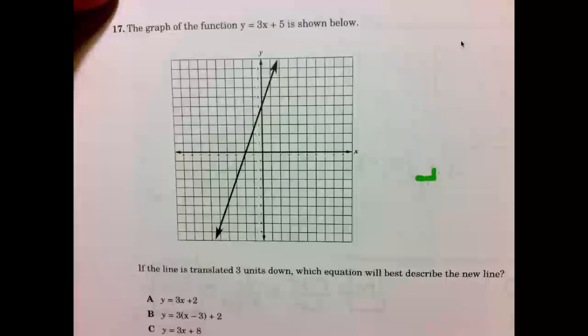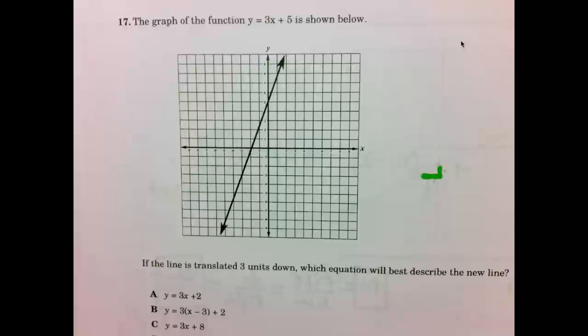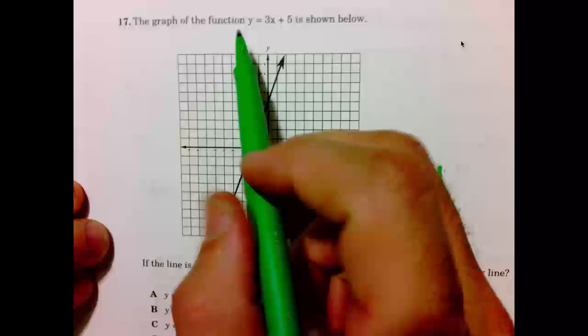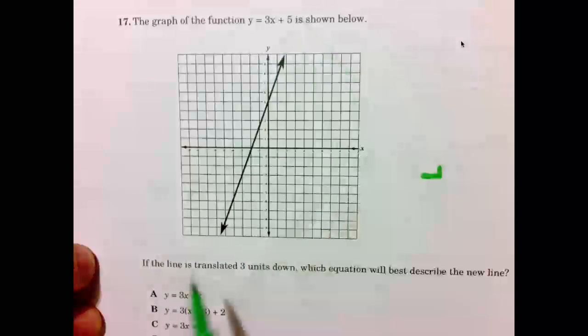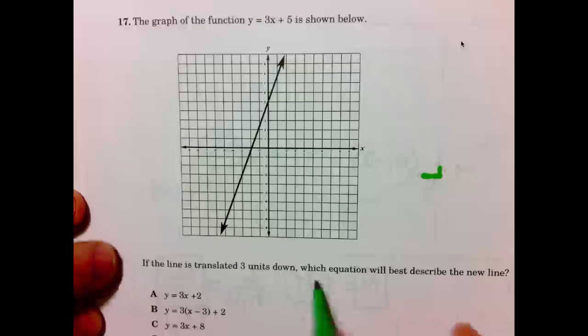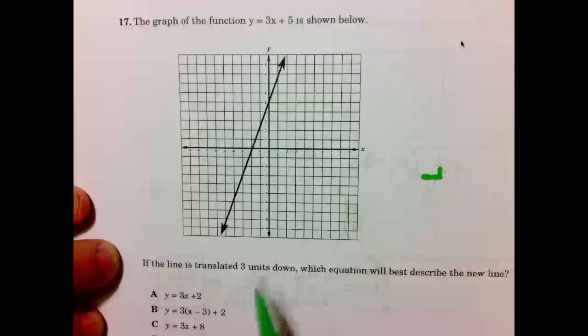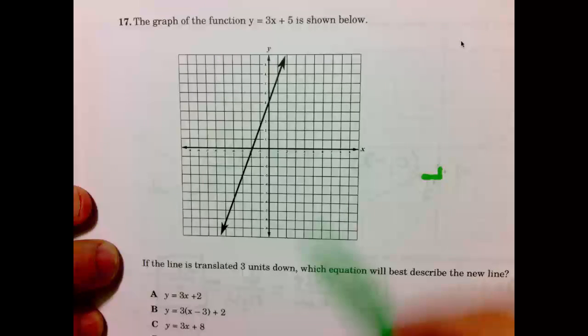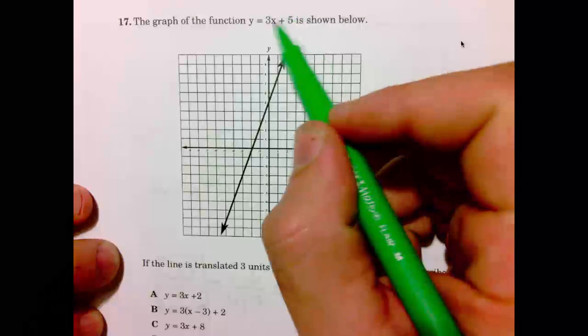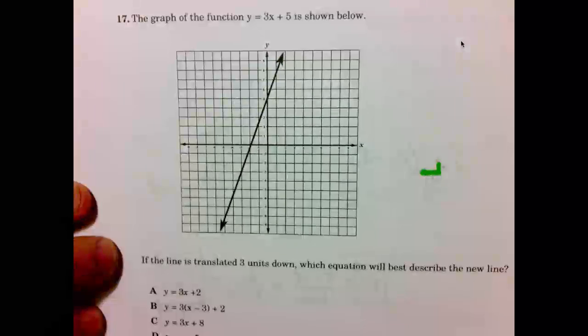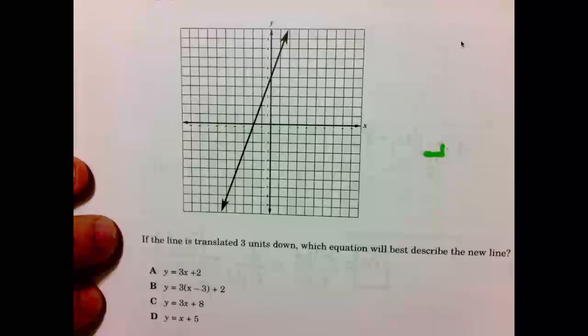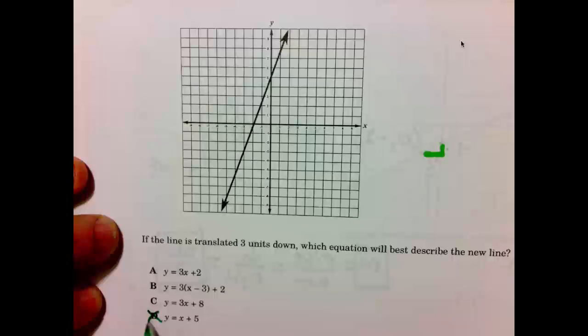Number 17. It says the graph of the function y equals 3x plus 5 is shown below. If the line is translated 3 units down, which will best describe the new line? Well, if we translate it 3 units down, that's going to change the y-intercept. It'll leave the slope the same. So, since the slope will remain the same, we can eliminate D.